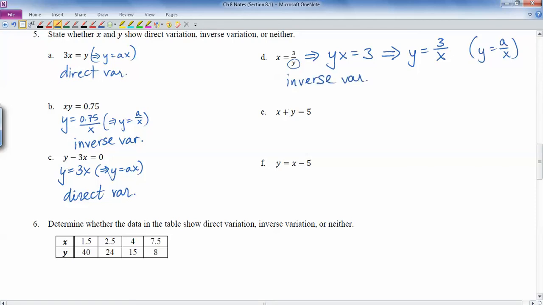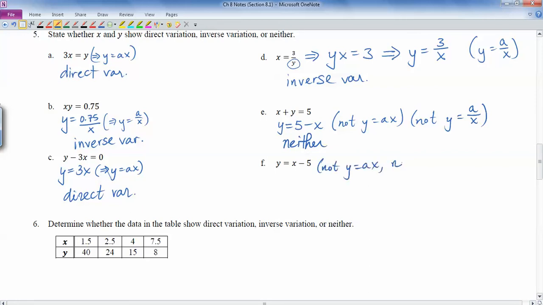In this one, if I solve for y, I get y equals 5 minus x. Well, that's not y equals a times x form, because there's that 5 there. And it's also not y equals a over x form, because there's no x in the denominator. So this one is neither direct nor inverse. And then the same deal down here in F. It's not y equals ax form, not y equals a over x form because of the minus 5. So therefore it's neither.